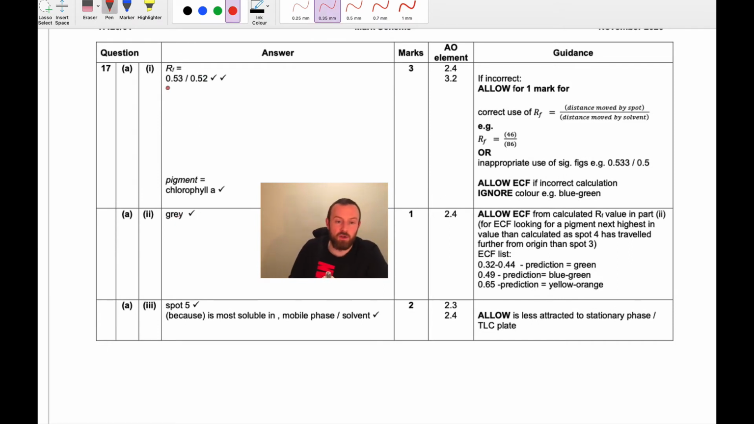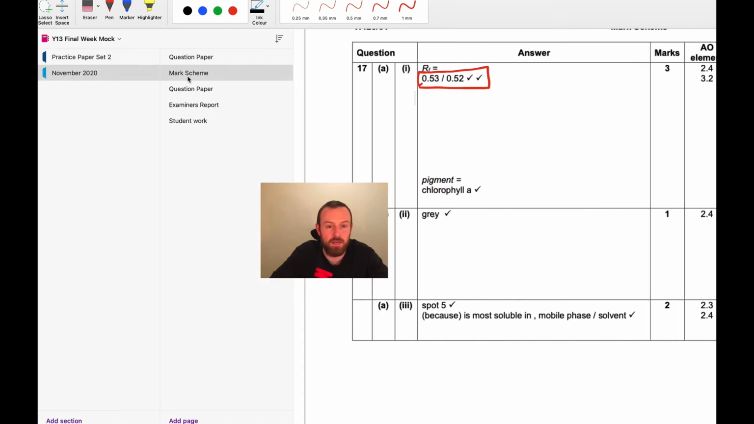And going back to that question here, 0.53 or 0.52 is allowed. Now, correct use of RF value does get a mark. So you could have got a mark if you did this and you had your numbers there, but perhaps you may have just mismeasured somehow. You could have still got a mark. Okay, let's move on.